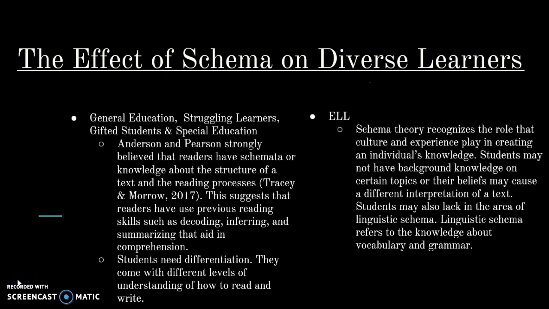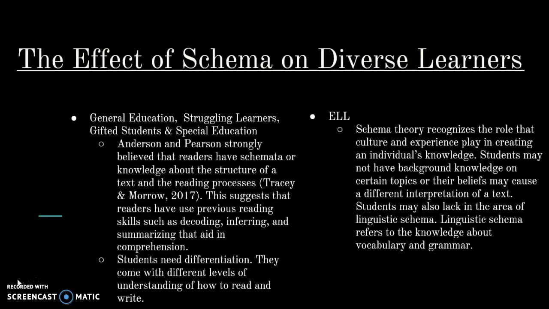The amount of schemata a student has can greatly affect their learning. Students need differentiation, whether they are a part of general education, struggling learners, gifted, or special education. They all come with different levels of understanding on how to read and write. Schema theory recognizes the role that culture and experience play in creating an individual's knowledge.